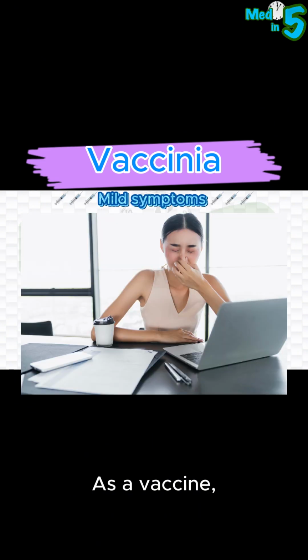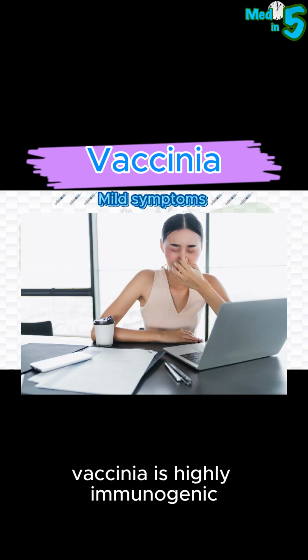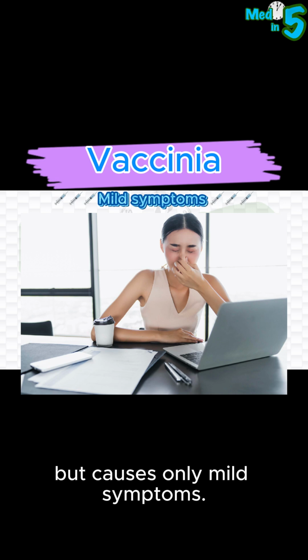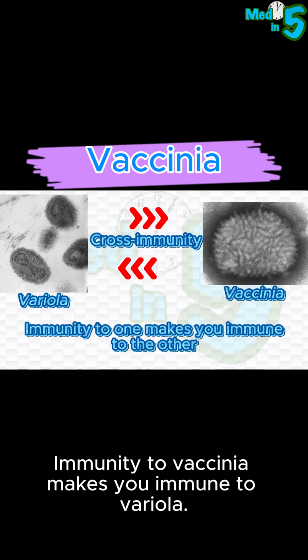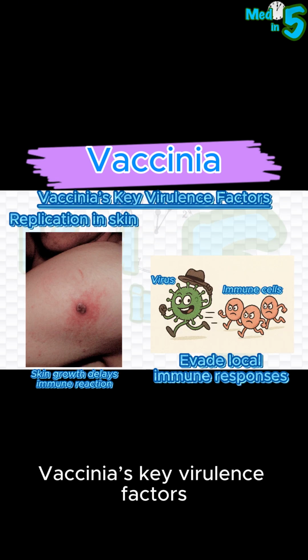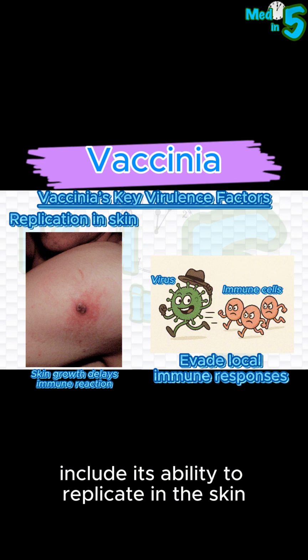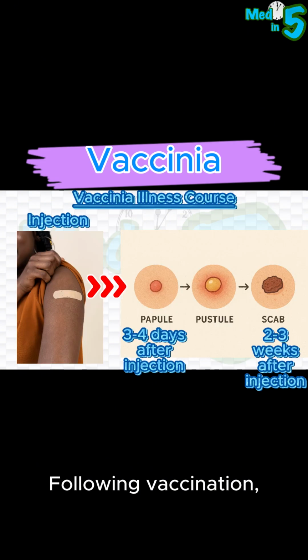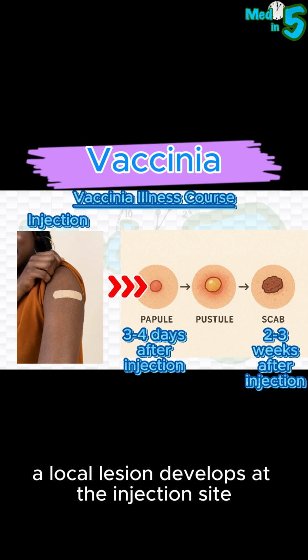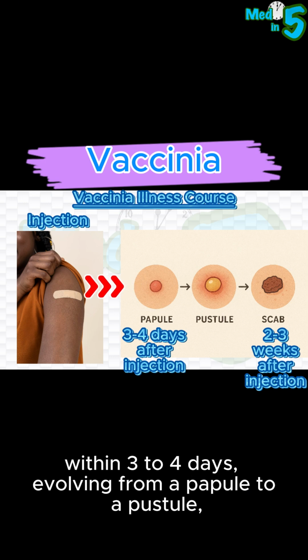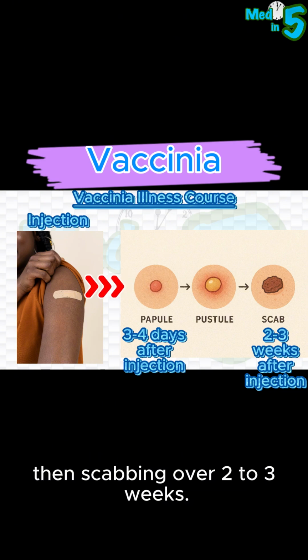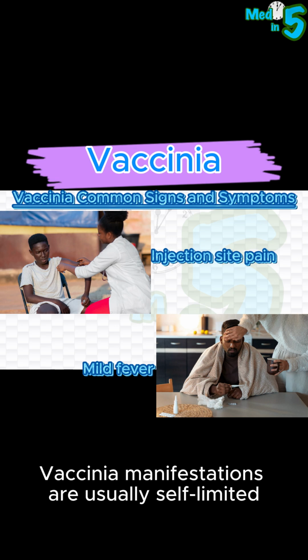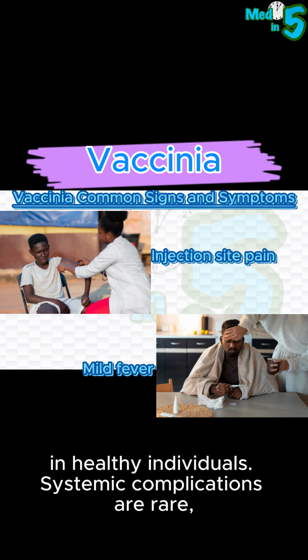As a vaccine, Vaccinia is highly immunogenic, but causes only mild symptoms. Immunity to Vaccinia makes you immune to Variola. Vaccinia's key virulence factors include its ability to replicate in the skin and evade local immune responses. Following vaccination, a local lesion develops at the injection site within 3 to 4 days, evolving from a papule to a pustule, then scabbing over 2 to 3 weeks. Vaccinia manifestations are usually self-limited in healthy individuals.